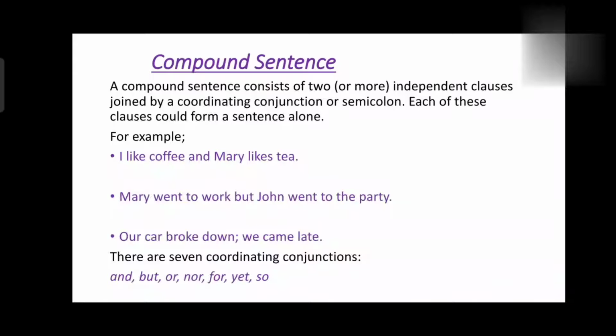The next is compound sentences. What is a compound sentence? A compound sentence consists of two or more independent clauses joined by coordinating conjunctions or semicolons. Each of these clauses could form a sentence alone. For example, I like coffee and Mary likes tea. And is a coordinating conjunction that joins two independent clauses to each other.